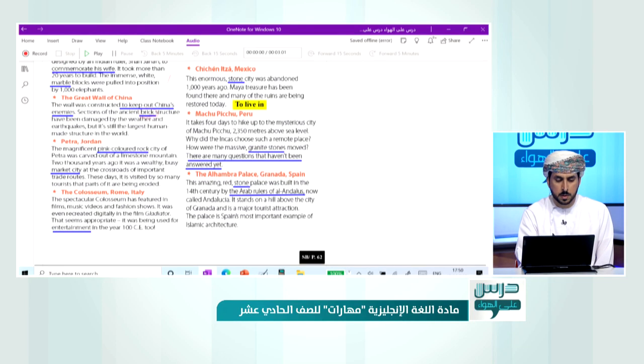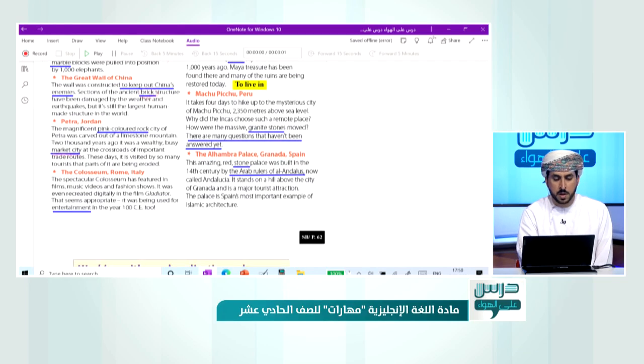What about Petra? The name is Petra. It is found in Jordan. The material used to build such a site is pink colored rock, and it was a market for the city. It was a market for the city, and this is the reason why it was built. The Colosseum in Rome, Italy. So here we have the name, and here we have the location.